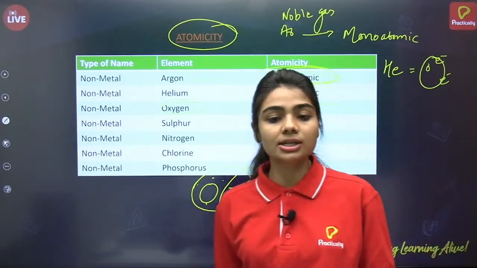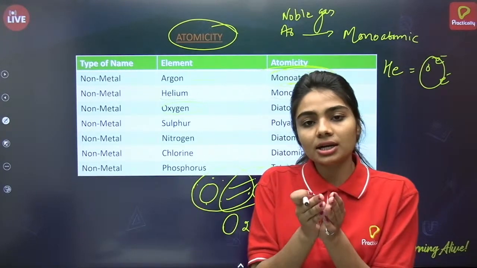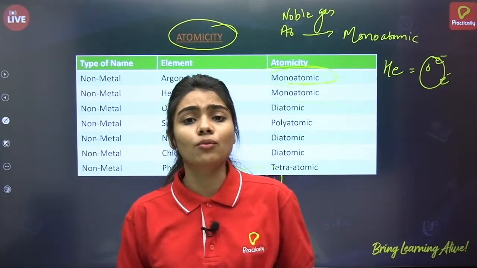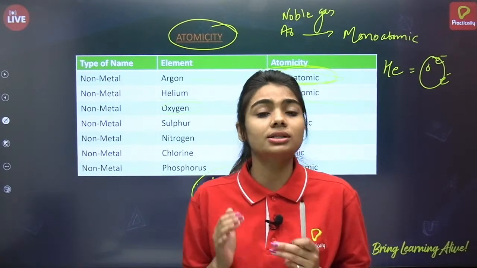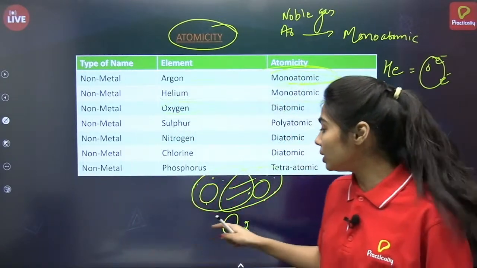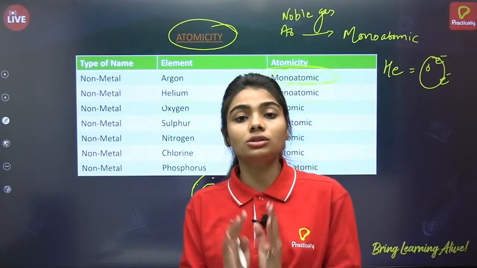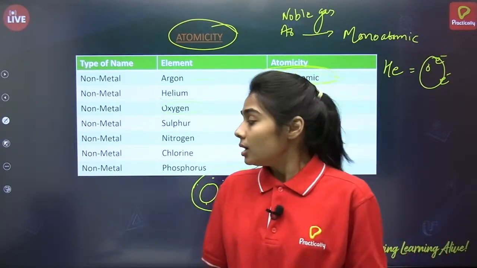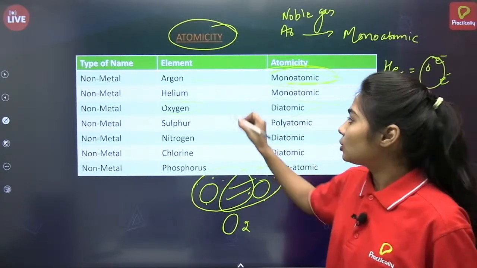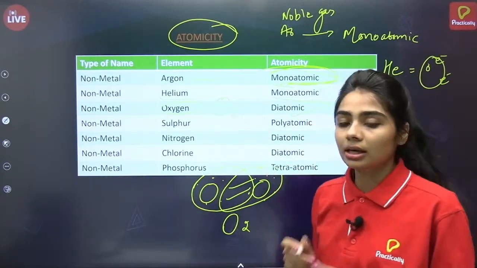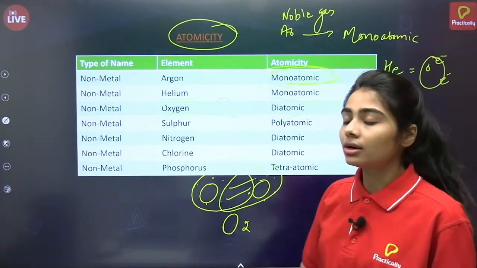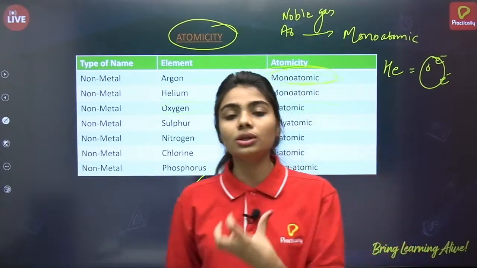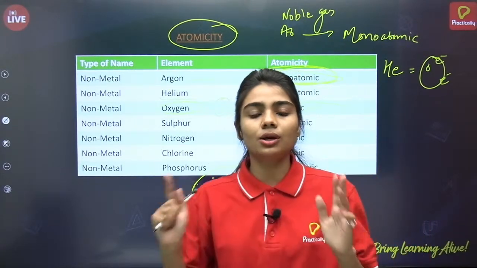So why is oxygen diatomic? Because if it is nascent oxygen, that is single oxygen, it will have only 6 electrons. Its octet is not complete. So what we need to do is share the electrons so that both oxygen atoms have fully filled their octet. That's why oxygen is diatomic. Whenever you write an equation or reaction, you will always write oxygen in the form of O2. So these are very important. If you know the atomicity, you can write the chemical equation.